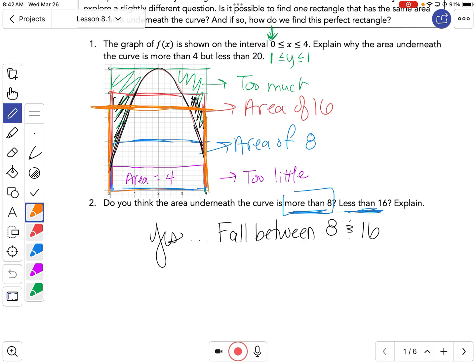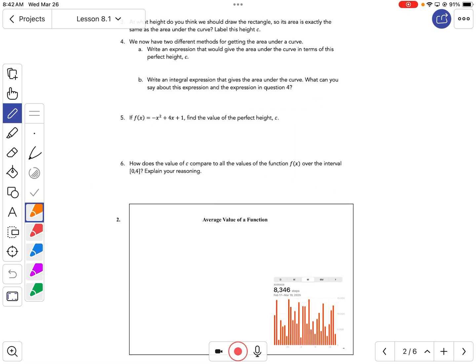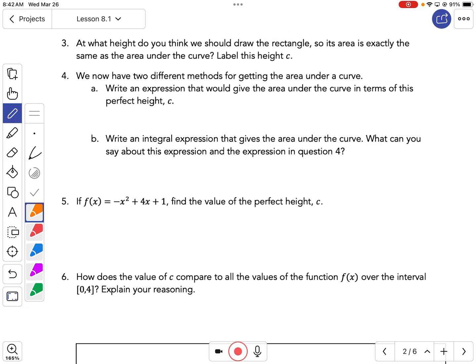Okay. And it tells me to call that height C. Okay. So is that a perfect height that gives me the same amount of area in my rectangle as under my curve? That's what we're looking for. Okay. Do we have the same amount of area under our curve? So that being said, if we were going to find the area of our rectangle and my height is C, the base is always what? 4. So on that next page, right, what expression would give me that area? 4C. Okay, base is 4. My perfect height would be C.